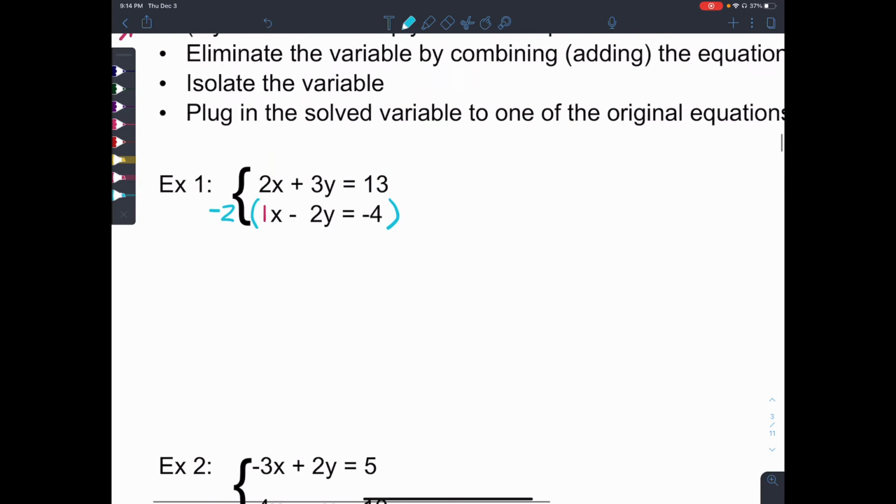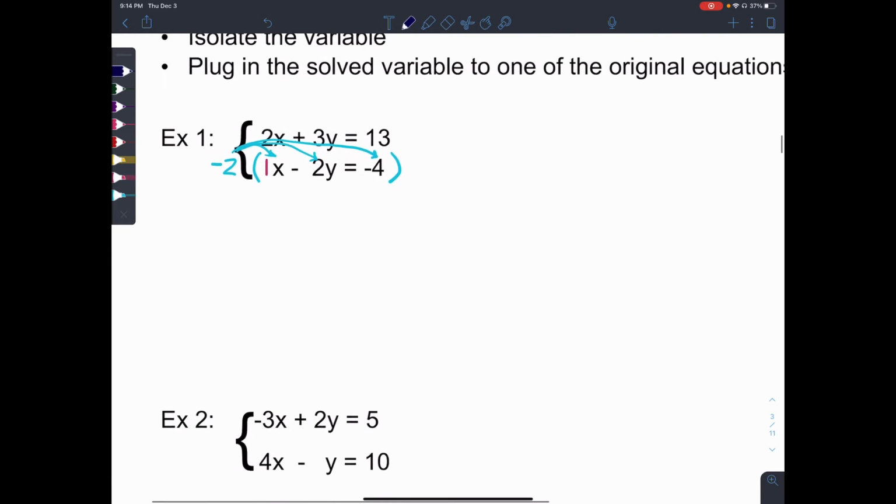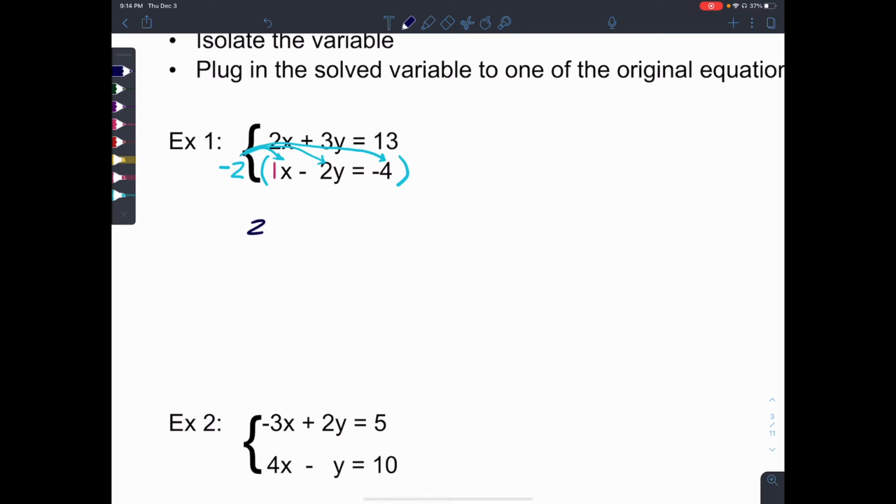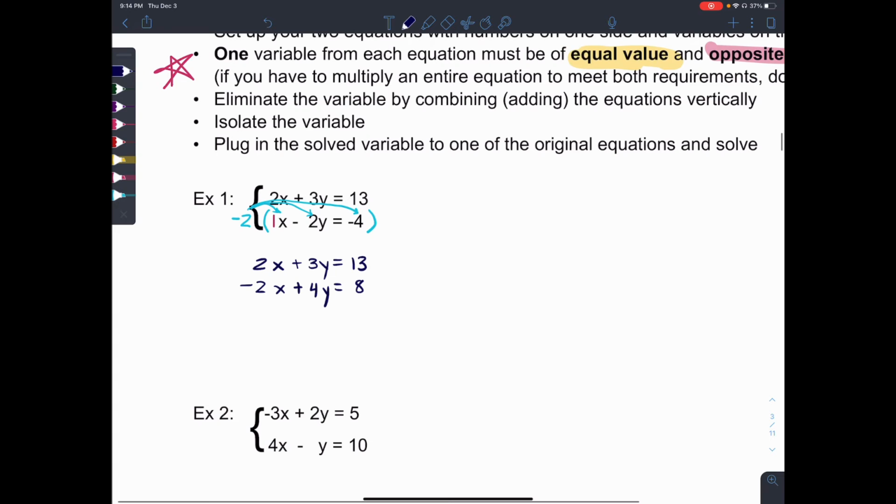And now I have to just do the math. So this is all going to get distributed. I'm multiplying the entire equation, and you're going to rewrite all of it. So here we'll get 2x plus 3y equals 13. I just rewrote the top one. And now for the bottom one, I have -2 times 1, we get -2x. -2 times -2, get positive 4y. And -2 times -4, we get positive 8. So now we've done that step. We have fixed everything that needed to be fixed.